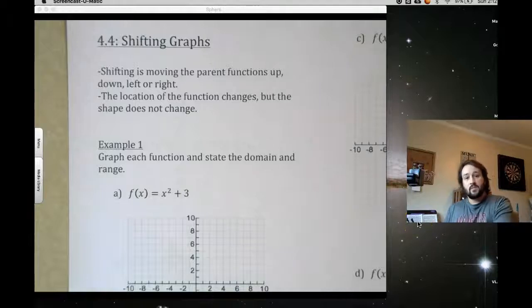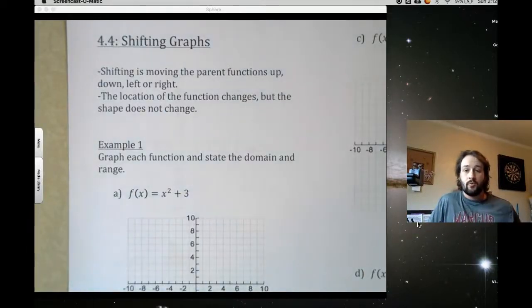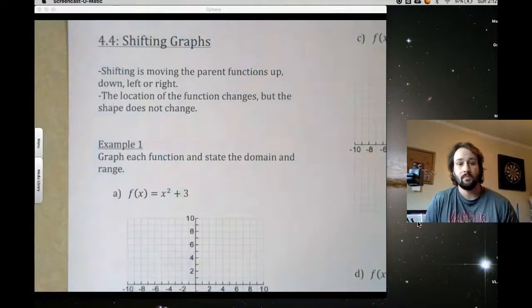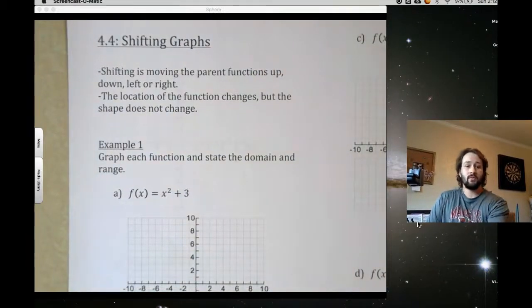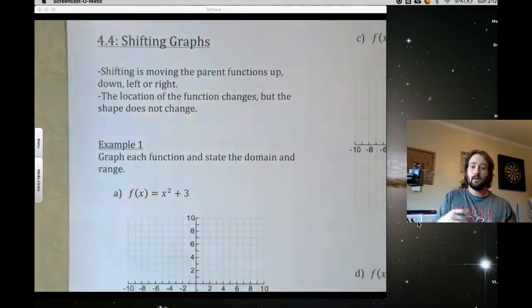So now that we have explored our parent functions, we are going to figure out how to move them. So there's something called shifting graphs. Shifting is like moving up, down, left, right, any direction. We're not multiplying or doing anything like that yet. It's just going to move up, down, left, or right. So the location changes, but the shape does not change. So that's where remembering your parent functions is super important.